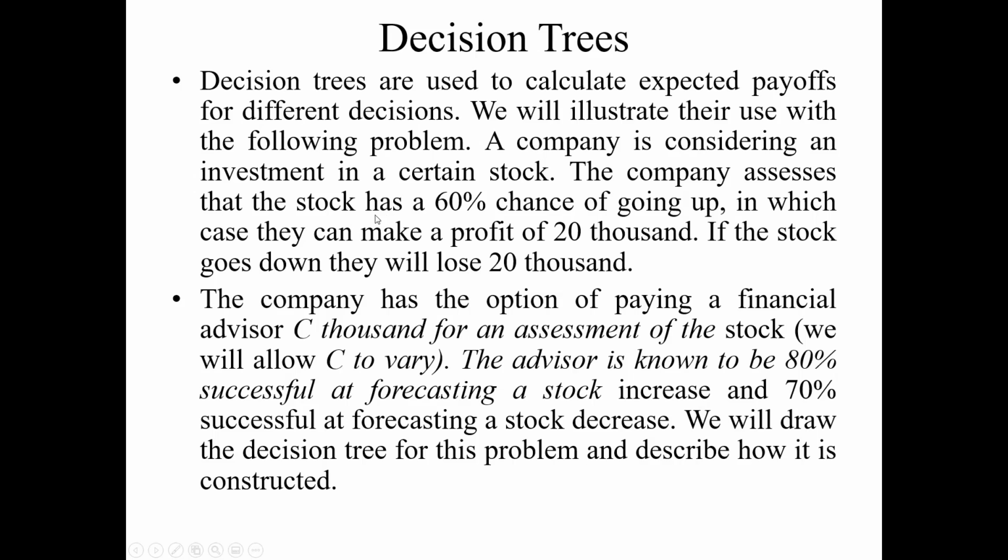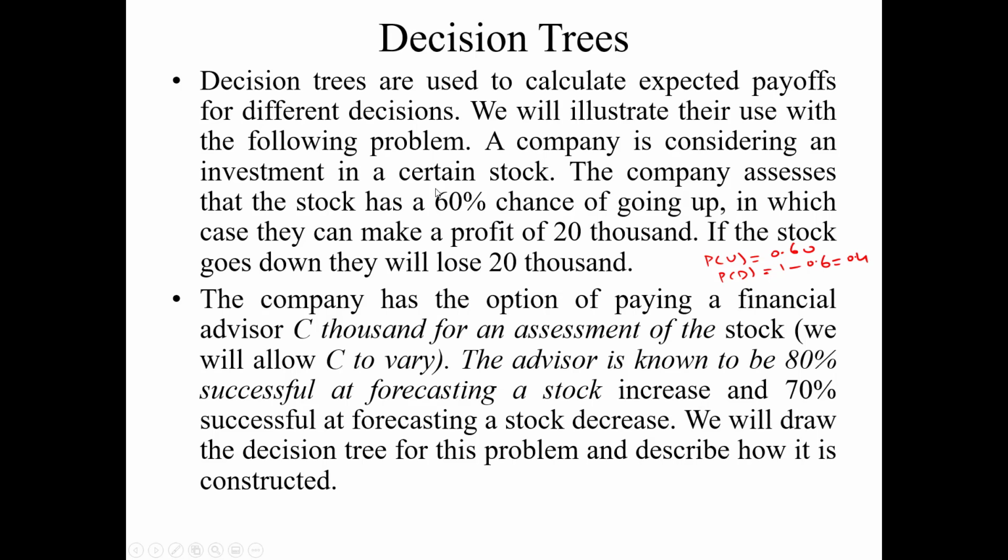The company assessed that the stock has a 60% chance of going up. So what is the probability that the stock will be going up? If I write it, the probability of up will be 0.60. So what will be the probability of down? 1 minus 0.60, so it will be 0.4. If the stock goes up, in that case the company will make a profit of 20,000. But on the other side, if the stock goes down, then the company will lose 20,000.